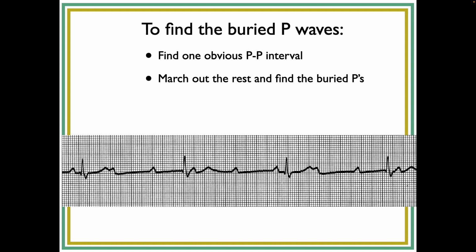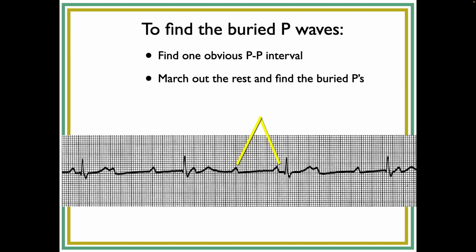So it's very common with a third degree AV block to have buried P waves that are distorted or even invisible because of the QRS complexes happening at the same time. So you need to find them, because if you are trying to march them out to see if they happen evenly, you have to be able to find the P waves. So here's how you do it.